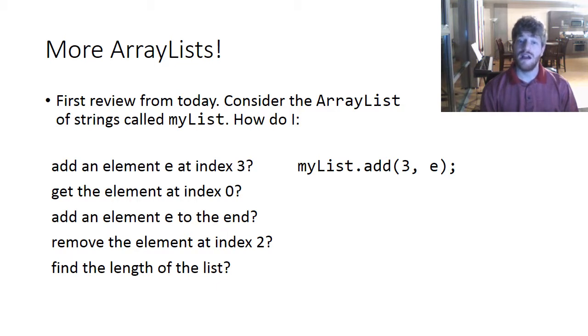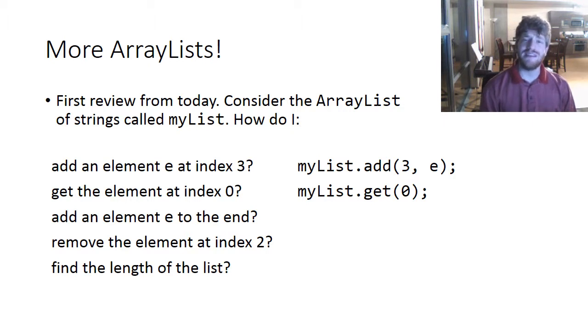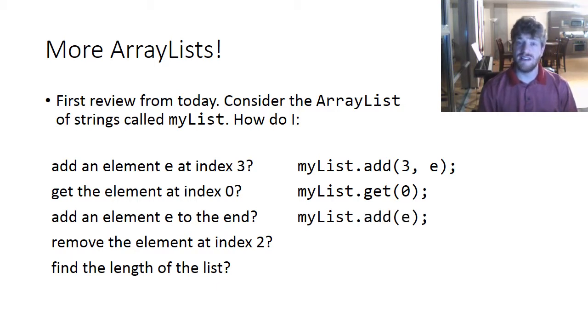Moving forward, how do I get the element at index 0? Hopefully you said mylist.get(0). Mylist.get just retrieves the element at a given position. How do I add an element E to the end of the array list? Well, that's just mylist.add(E). Remember, add with only one argument automatically places the element at the end of the list.